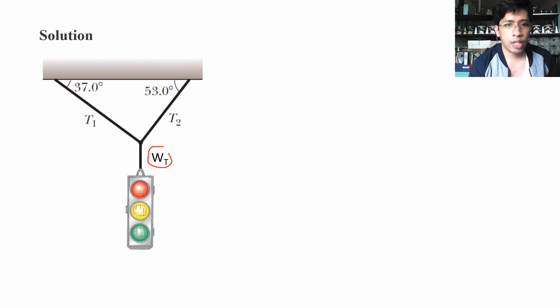We have three cables here. We have one cable that supports the traffic light at the left, and the force is labeled as tension 1. And then we have another cable at the right, and the tension is labeled as tension 2. So we have three forces acting on your system. Now let's draw the free body diagram, and let's consider this one as your origin.